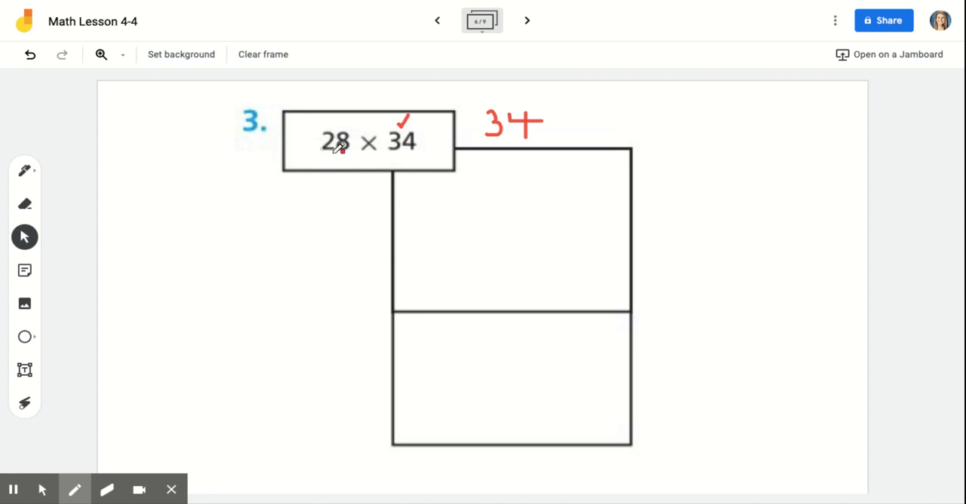And let's look at our other factor, 28. We're going to break 28 into place value sections. So we're going to be adding something plus something equals 28. What should we write here? And what should we write here? Okay, you should have said 20 plus 8. 2 in the tens place represents 20, and 8 in the ones place represents 8.